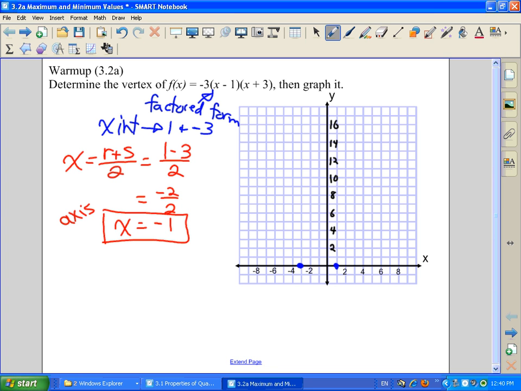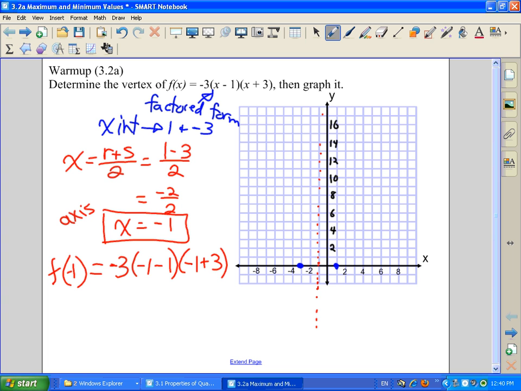Let's check our graph. Hey, that looks very good because it is equal distance between our two symmetry points, which are our roots, -3 and 1. Once we have that, we can sub that in to the function. So instead of f at x, we're going to go f at -1. So wherever we see an x, we're going to replace it with -1.